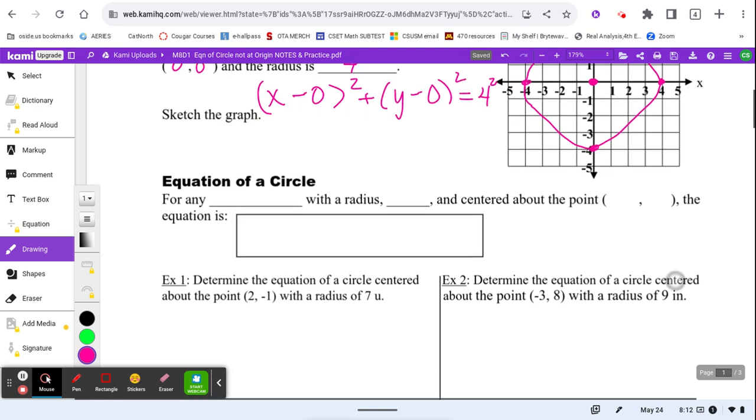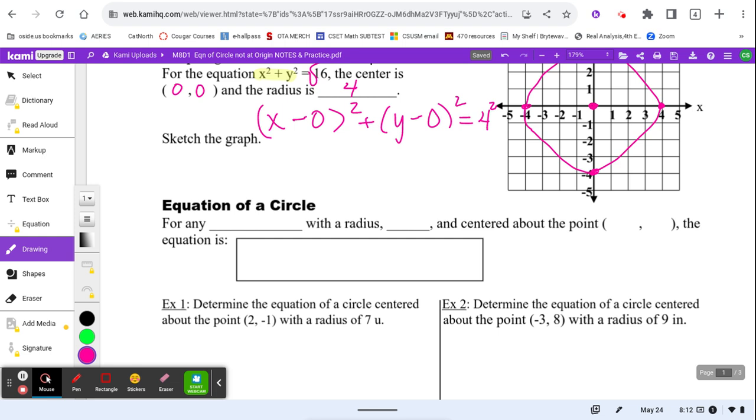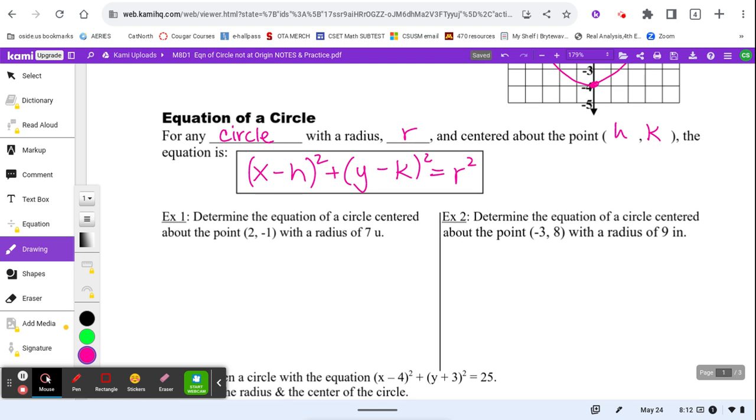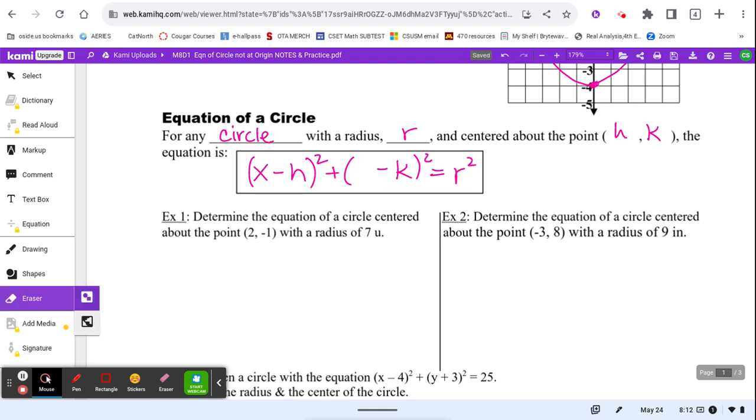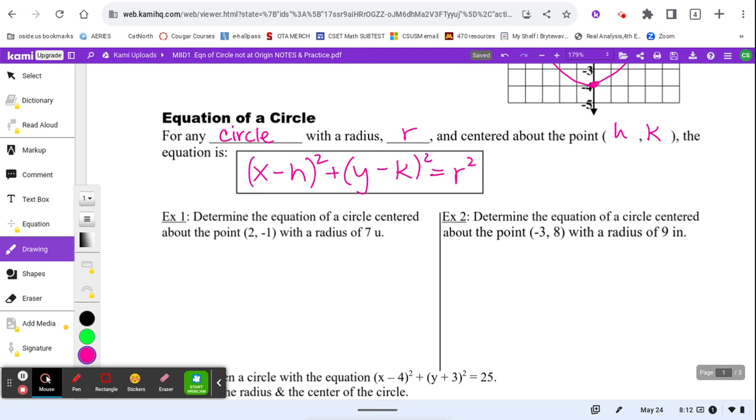Okay, so for any circle with a radius, and centered around the point (h, k), we know that this equation has a horizontal movement, a vertical movement, and some radius in all directions. So this is our formula for the circle, our equation for a circle that we're going to be focusing on for the rest of the school year.